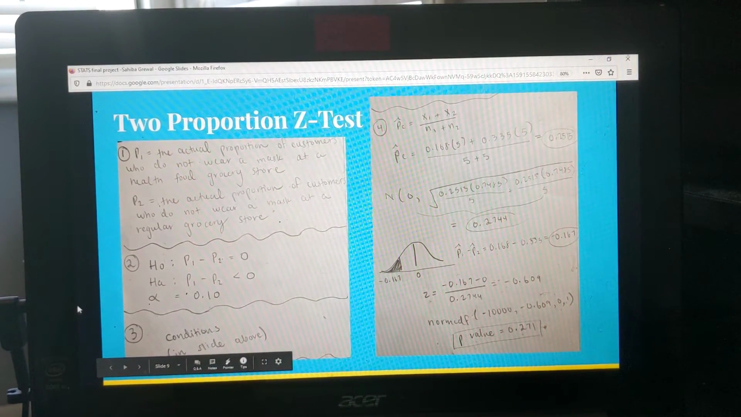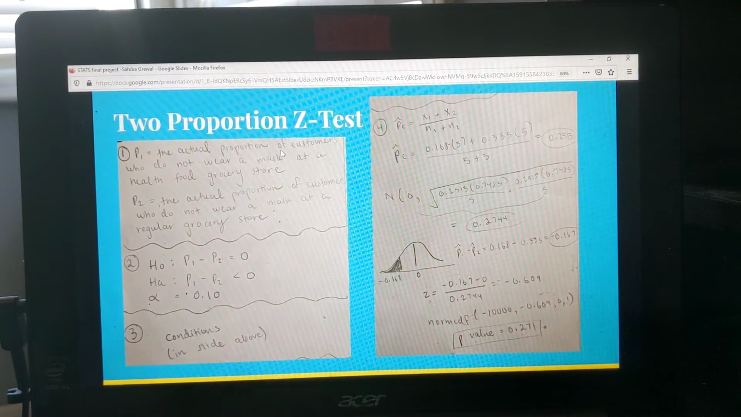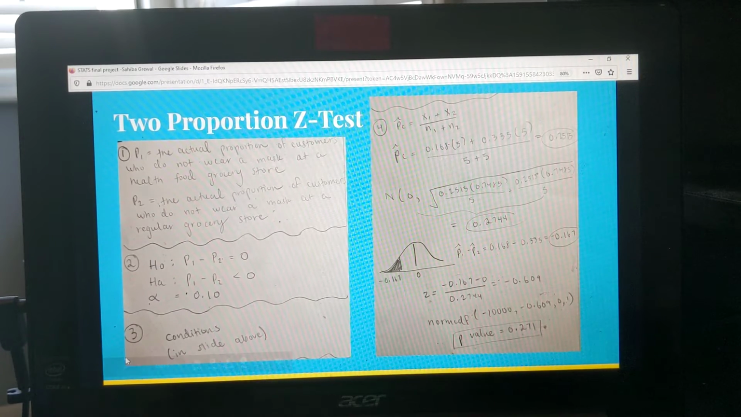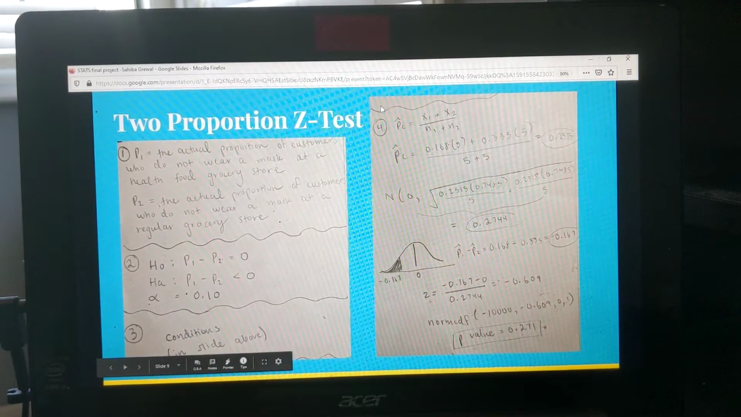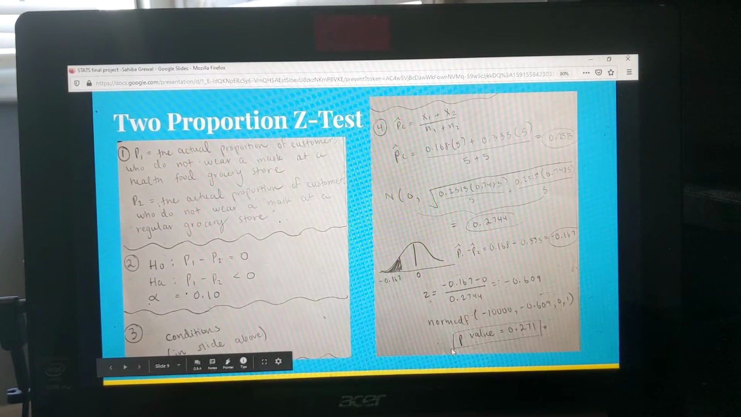So here's the work for the actual z-test. These are the parameters in the hypothesis, and then the conditions were obviously in the slide above. And then here is the work. I ended up getting a p-value of 0.271.